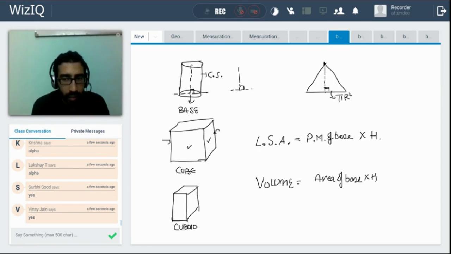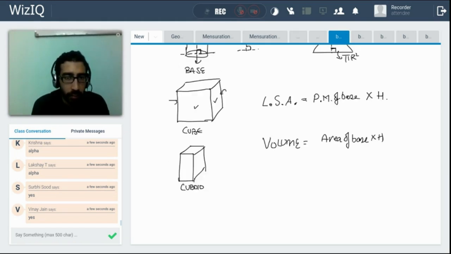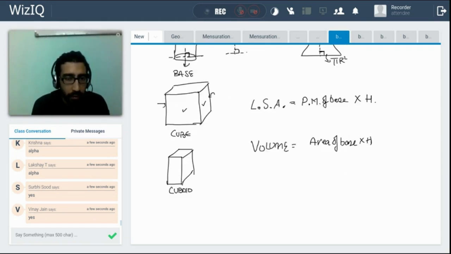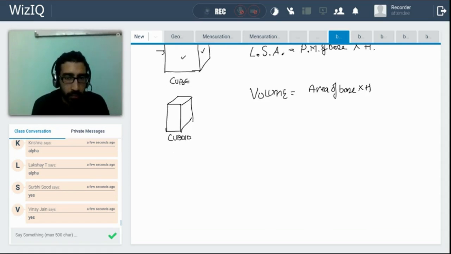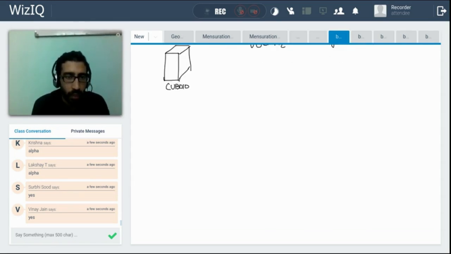Now, why is this? Let's just try to understand this. Why is this so? And let's also try to understand our figures a bit, our cylinders and cubes and cuboids. Now, what is a cylinder like? Say I have this cylinder. Let's say this is a hollow cylinder. I think it makes it easier to understand.